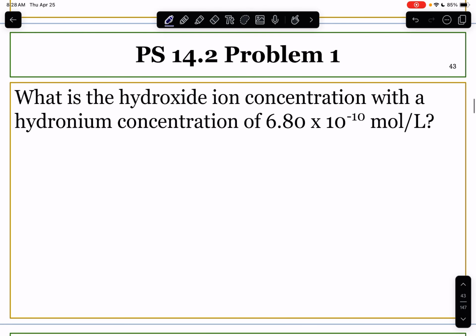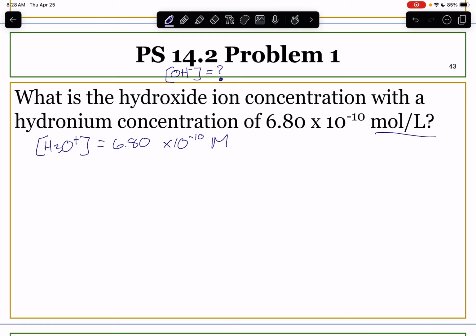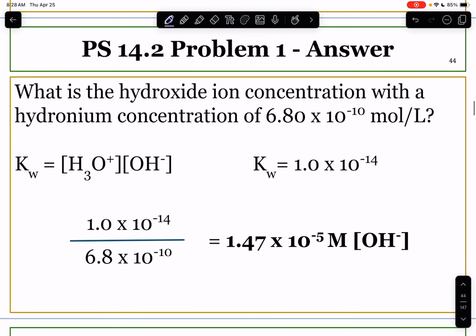All right, from your problem set, here's problem 1 from 14.2. What is the hydroxide ion concentration with a hydronium concentration of 6.8 times 10 to the negative 10 molarity or moles per liter? Pause to see if you can work this out. Remember that hydroxide is OH minus, and when it says concentration, that means in brackets, which means molarity. So we're looking for the hydroxide ion concentration. We're given the hydronium ion concentration as 6.80 times 10 to the negative 10 molarity, which is what moles per liter is. And here is the answer.